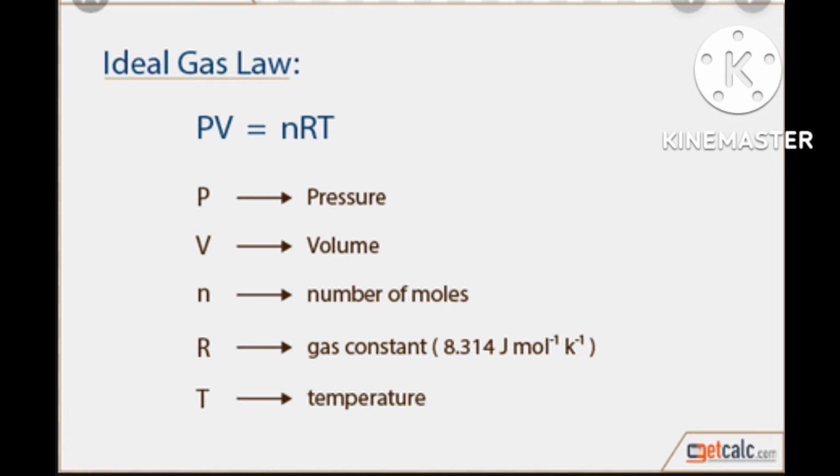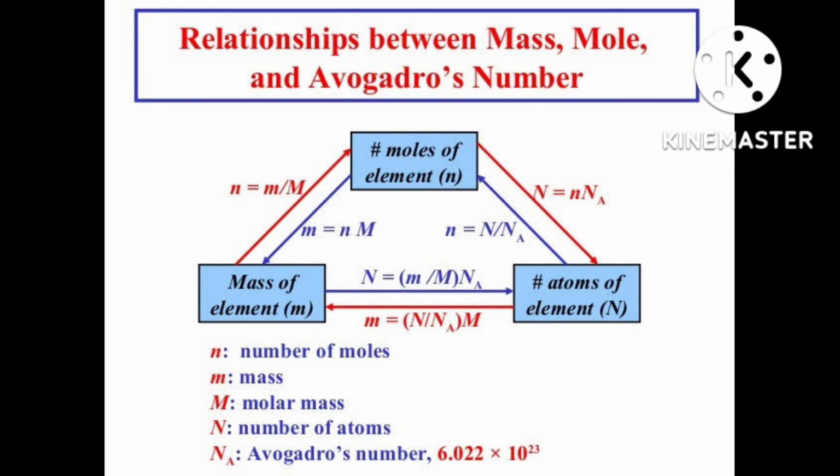A gas that follows Boyle's law, Charles' law and Avogadro law strictly is called an ideal gas. Again, important thing: a gas that follows Boyle's law, Charles' law and Avogadro law strictly is called an ideal gas. Such a gas is hypothetical, imaginary. It is assumed that intermolecular forces are not present between the molecules of an ideal gas.